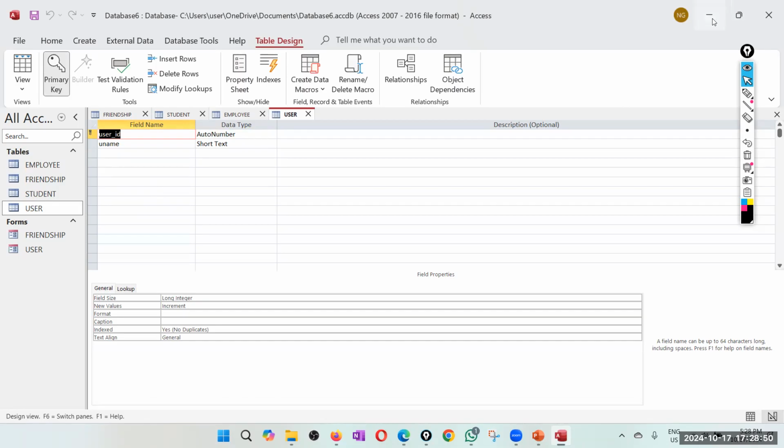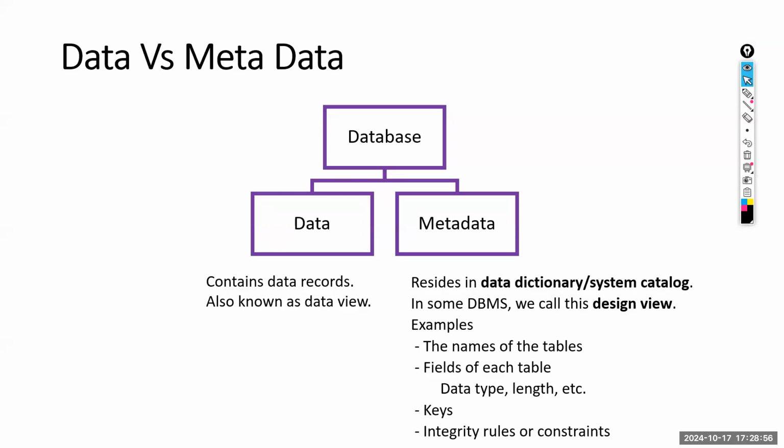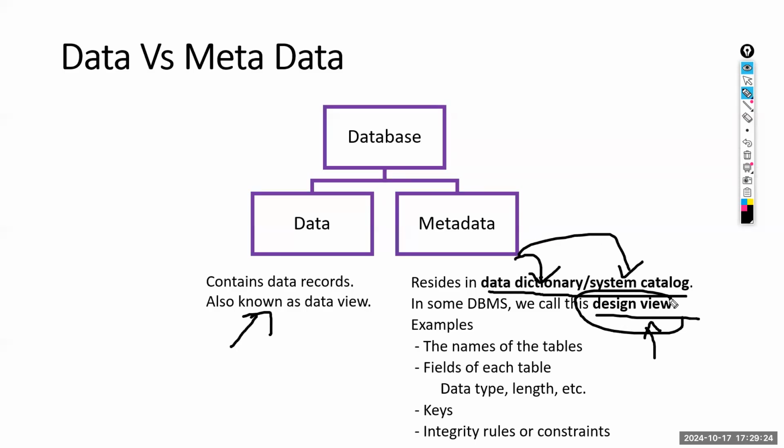Sometimes the subprogram that keeps track of metadata is called the data dictionary or the system catalog. Data dictionary or the system catalog. Or informally, we can call it design view. This is the data view, that is the design view, but design view is an informal word. The technical term is that your database keeps metadata in its data dictionary or system catalog. But informally, we call it design view, especially in databases like Access. Data view is where you are looking at the data.